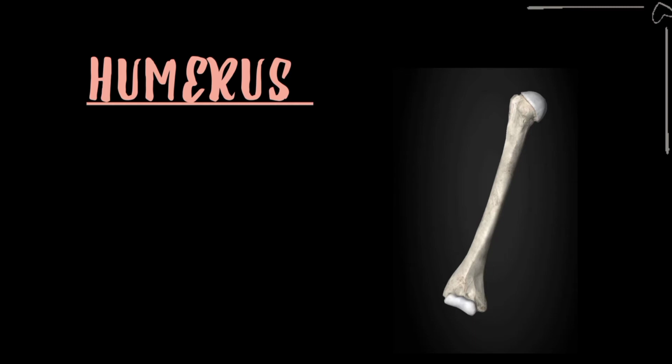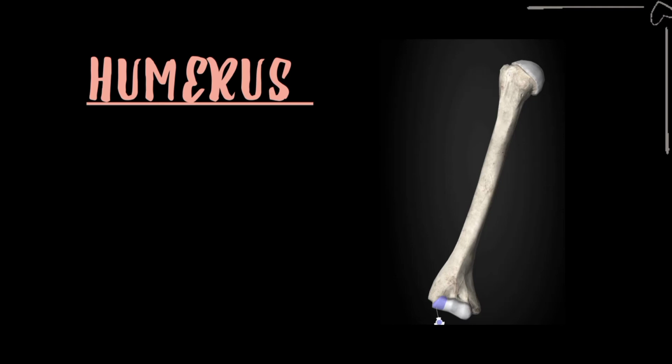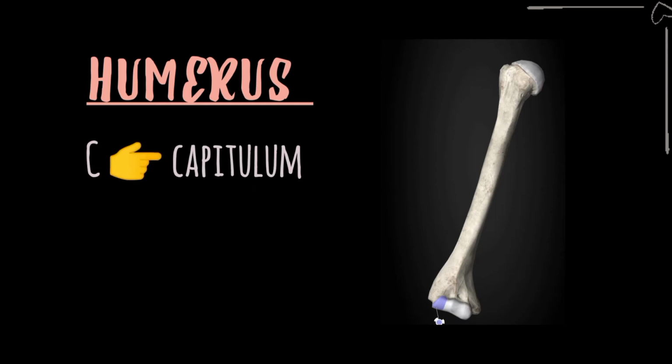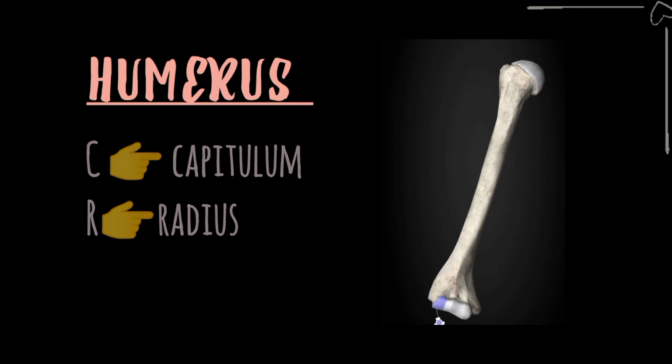If we take a close look at the distal end of the humerus, you can see that this prominent part over here is termed as the capitulum, which is going to articulate with the radius bone. You can remember it with the word CR. CR is a class representative, but over here the C is for the capitulum and R is for the radius bone itself. So this is a trick I used to remember it.